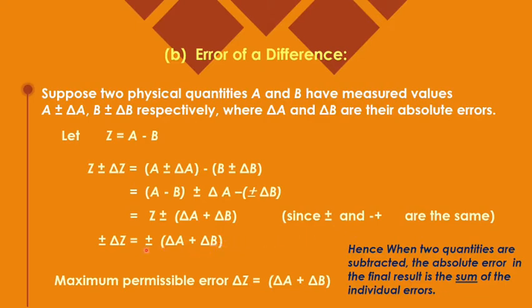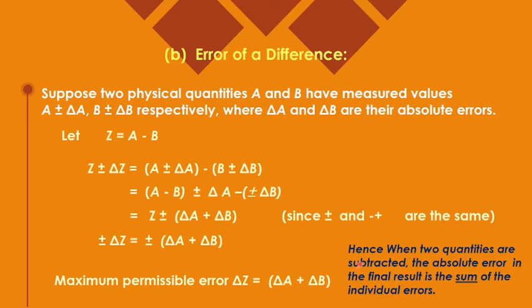I can have various combinations: both positive signs, both negative signs with delta A and delta B, or with one positive and the other negative. But again, as I've said, for examination purposes you will always be asked for the maximum permissible error, and that is with the positive sign.